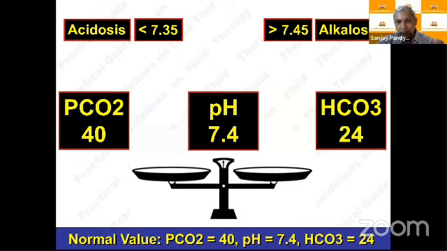When pH decreases to less than 7.35, it is acidosis. When it is greater than 7.45, it is alkalosis. So this is something which is basic.